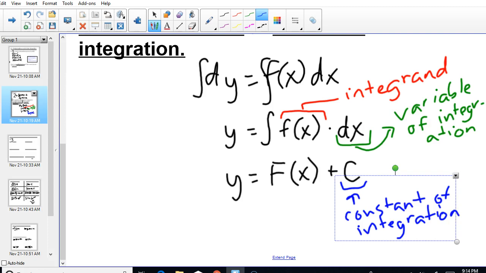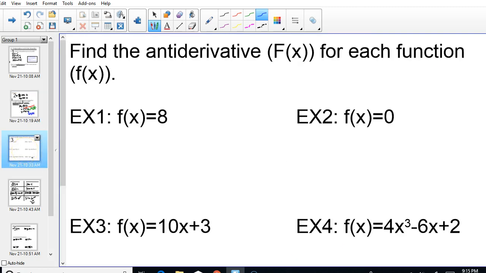And that capital F of x is our integral that we have. So these are all pieces of notation that we'll need for problems like this. So to move on, let's just do a few problems where we take the integral. So we're trying to think of what function has this derivative.